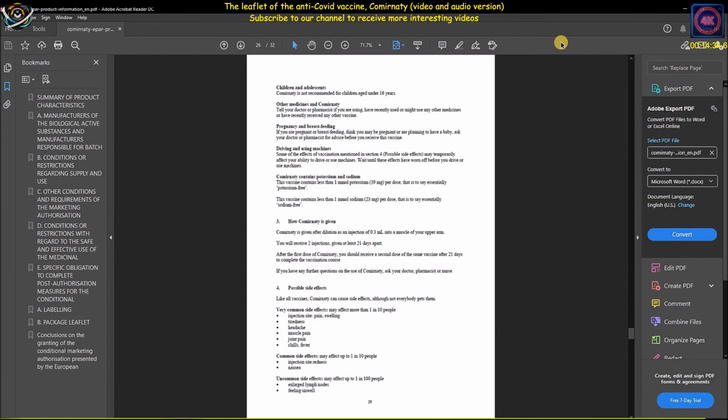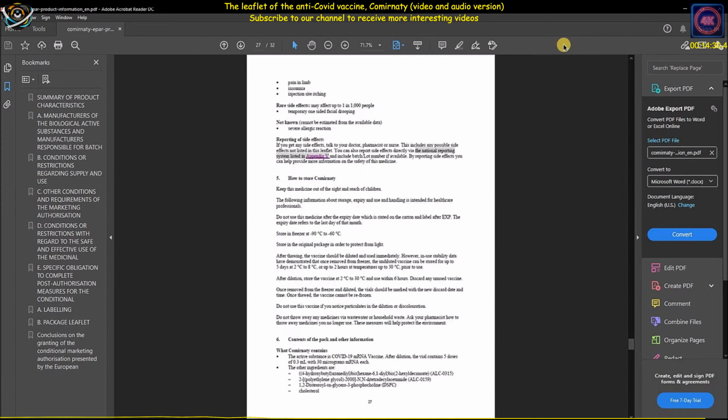Uncommon side effects may affect up to 1 in 100 people: enlarged lymph nodes, feeling unwell, pain in limb, insomnia, injection site itching. Rare side effects may affect up to 1 in 1,000 people: temporary one-sided facial drooping. Not known, cannot be estimated from the available data: severe allergic reaction.